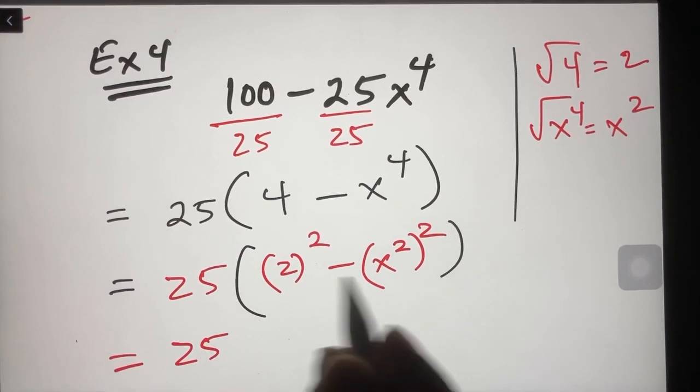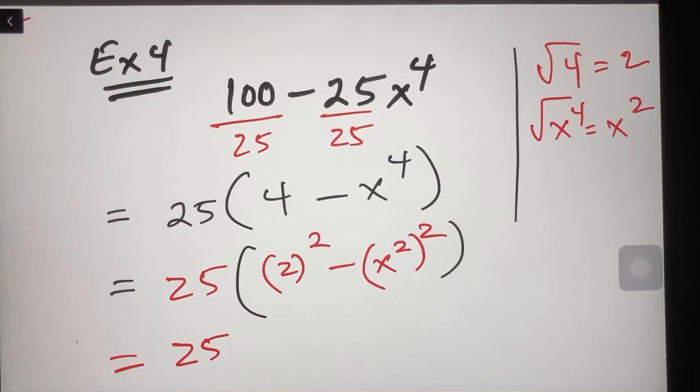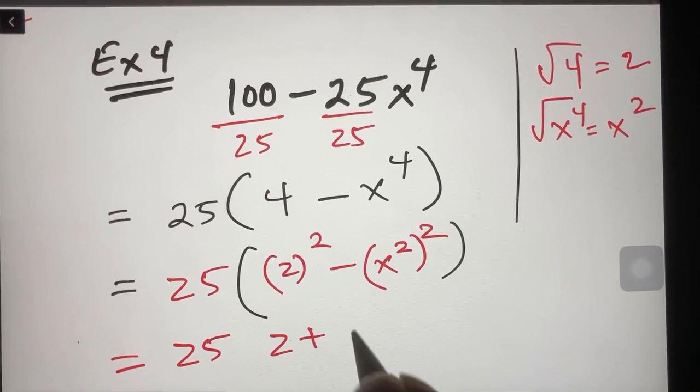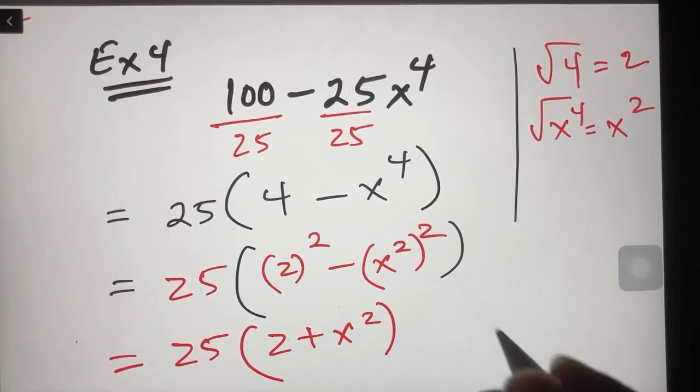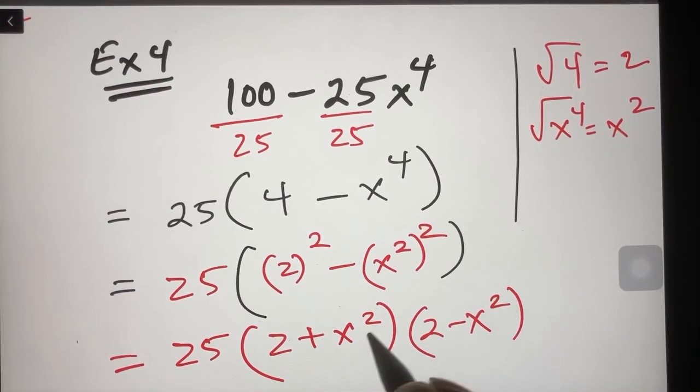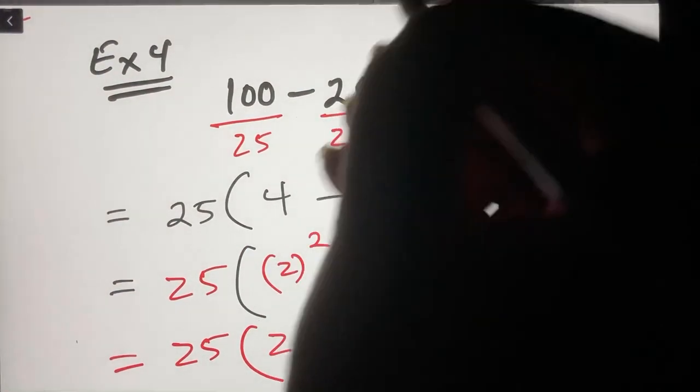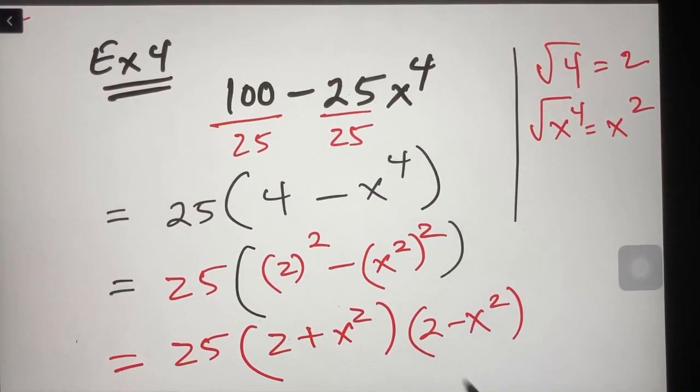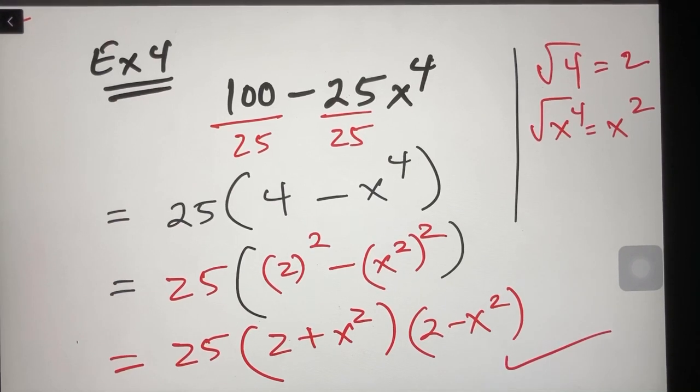Now can we apply differences of perfect square formula? Yes, so that's going to be 2 plus x square and 2 minus x square. Okay, all right, let me put this 2. This 2 doesn't look that good. Let me put this 2 on top of this 2. Okay, and that's it, we are done.